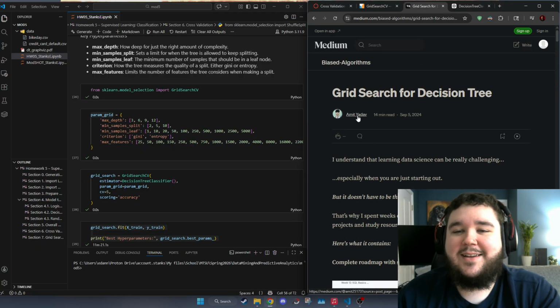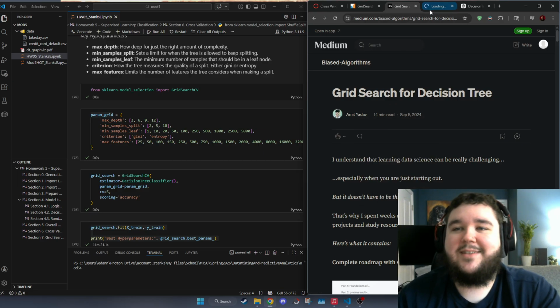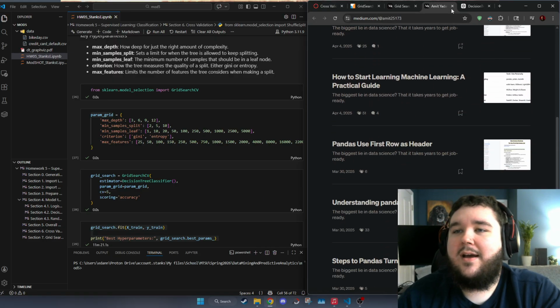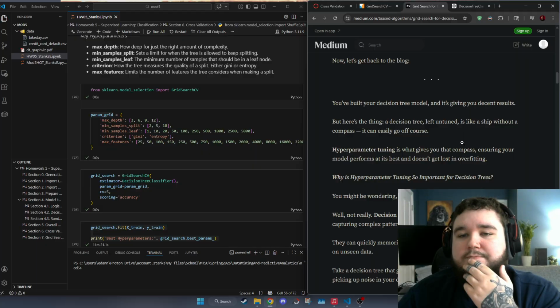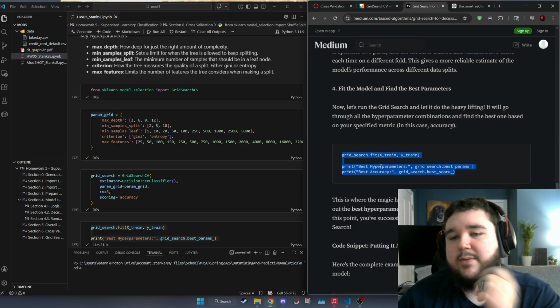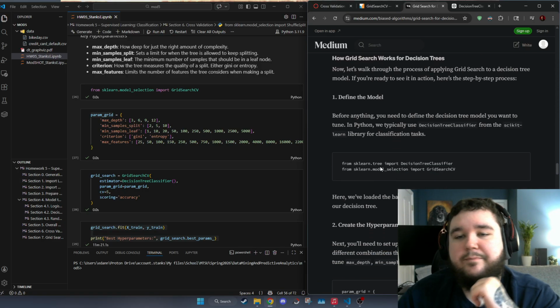Amit Yad. This guy right here seems like a very credible man. He's done a couple of articles, so I followed what he went through for creating this for GridSearch. You can see I copied that right there. It's still highlighted.